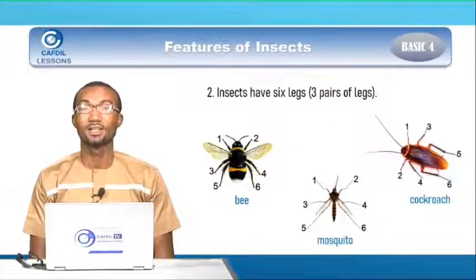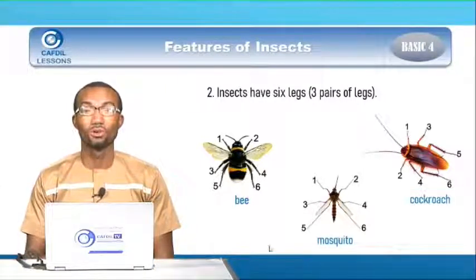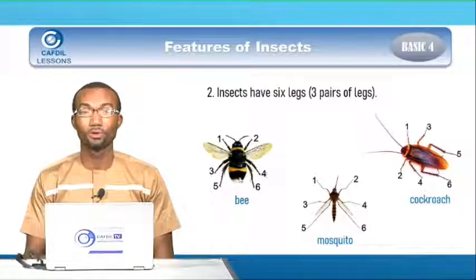Let's look at the second one. Insects have 6 legs. The first one is the bee. You see that the legs are numbered: 1, 2, 3, 4, 5, 6. If you look at the mosquito too, you have 1, 2, 3, 4, 5, 6. If you look at the cockroach, 1, 2, 3, 4, 5, 6.